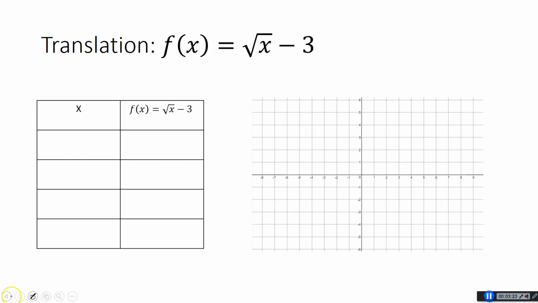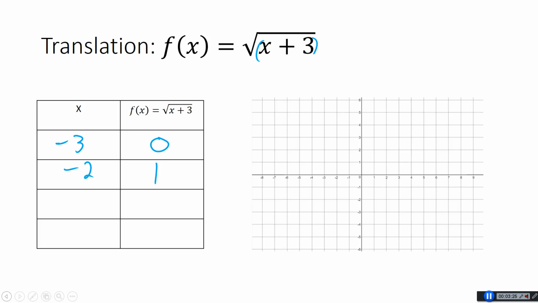How about to get a 2? In order to get a 2, I would have to have 4 underneath, so I would have to have a 1. 1 would give me 2, right? Because 1 plus 3 is 4. Square root of 4 is 2. And then, to get a 3, I would have to get to 9. So I would have to have a 6.